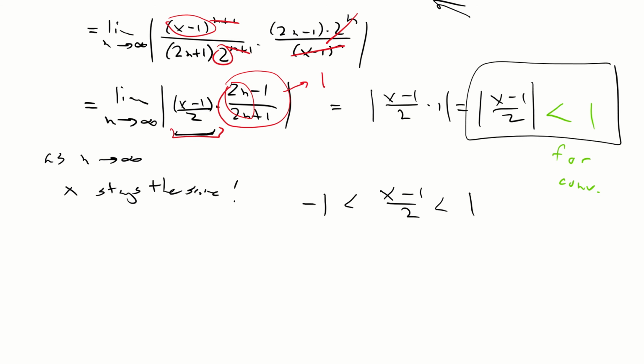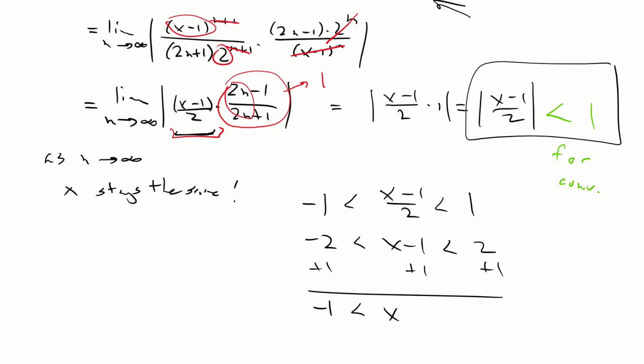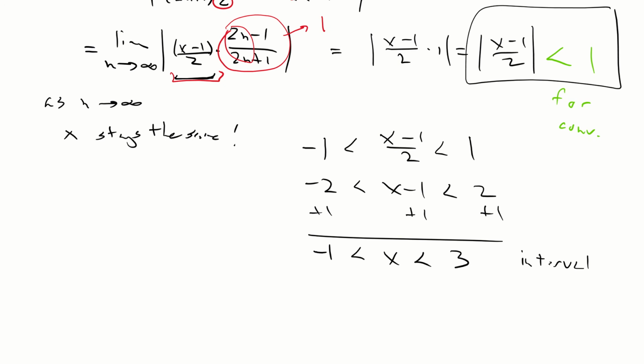If we solve it, let's say we multiply everybody by 2, we get minus 2 less than x minus 1 less than 2. And then we're going to add 1, just like we do in algebra 2 or something. We get minus 1 less than x less than 3. And there's your interval.